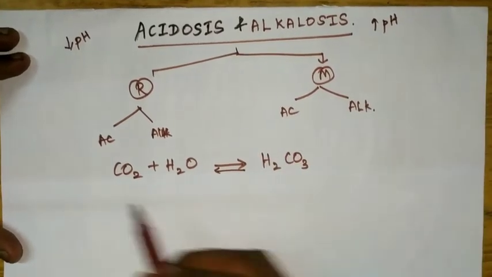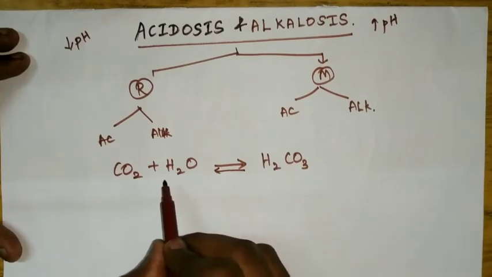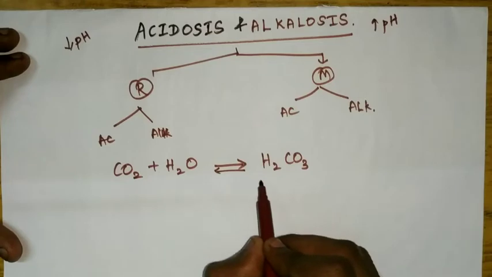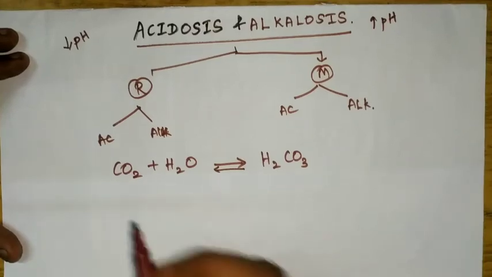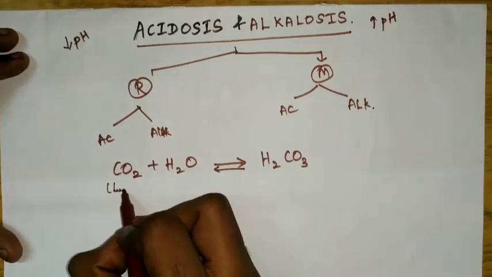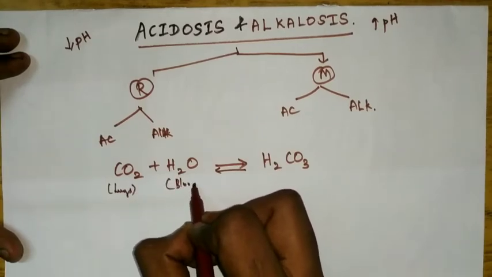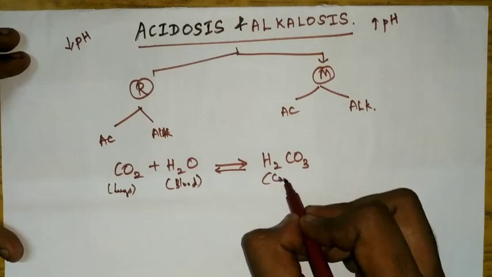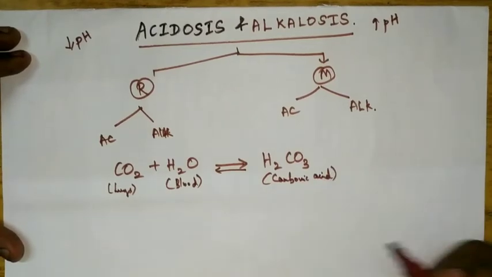First of all, we will see this formula, which is CO2 plus H2O gives H2CO3. This is a reversible reaction. So where does this equation come from? CO2 in the lungs mixes up with water in the blood to form carbonic acid. So till here it's clear.